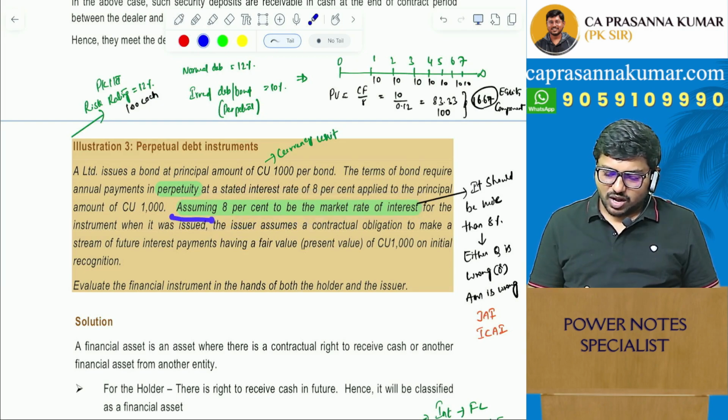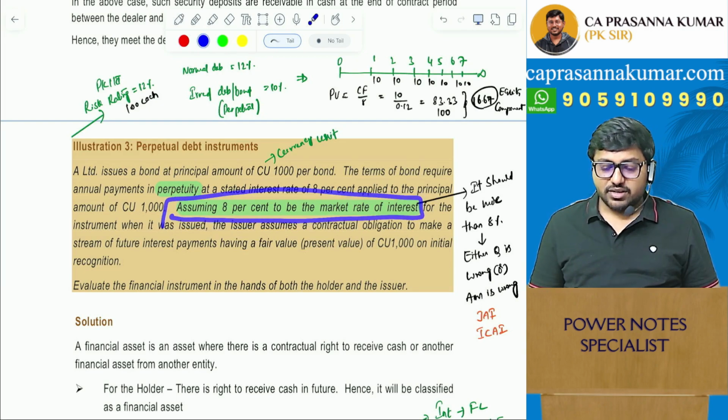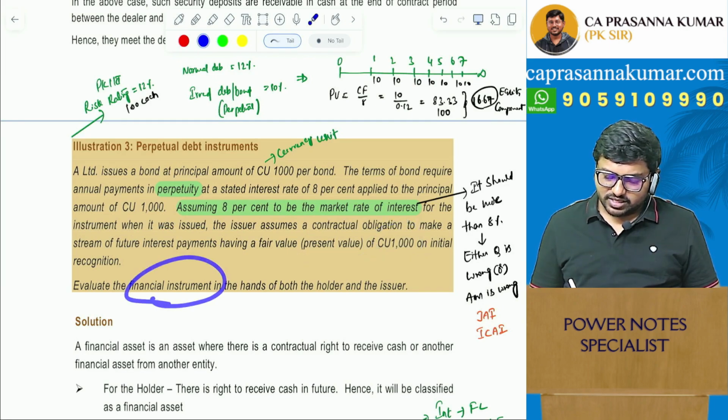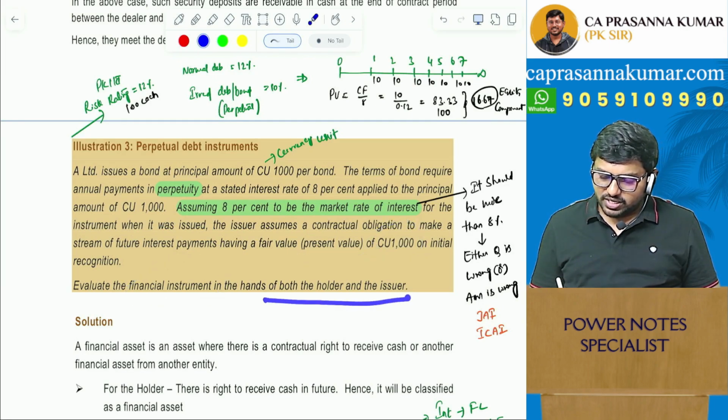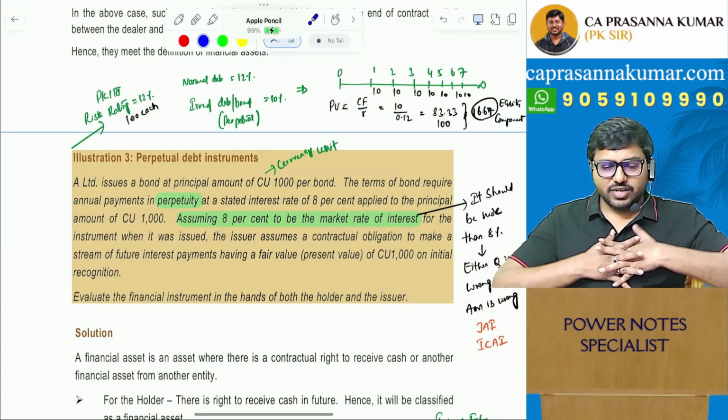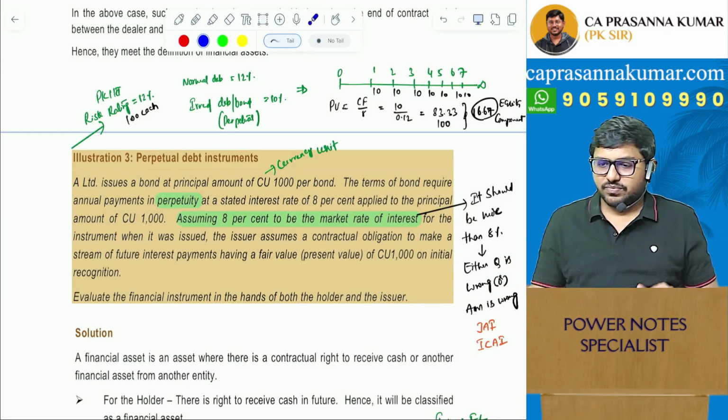Assuming that 8% interest to be the market rate of interest. So according to the question, it assumes that the market rate of interest is also 8% for the instrument when it was issued. The issuer assumes a contractual obligation to make a stream of future interest payments having a fair value of 1000 on initial recognition. Evaluate the financial instruments in the hands of both the holder and the issuer. First, you guys read the question. We'll start discussing.